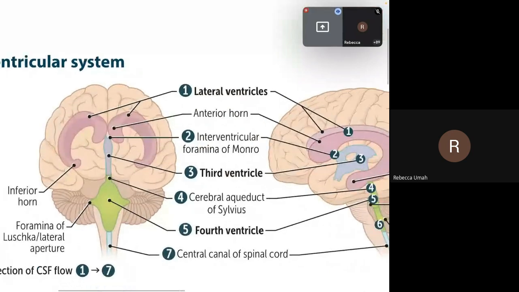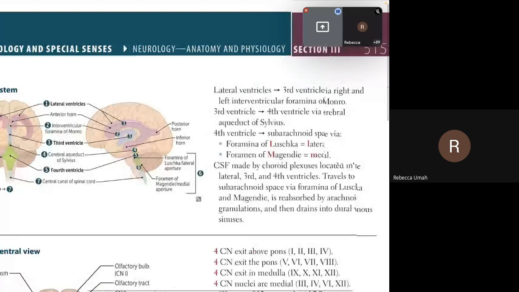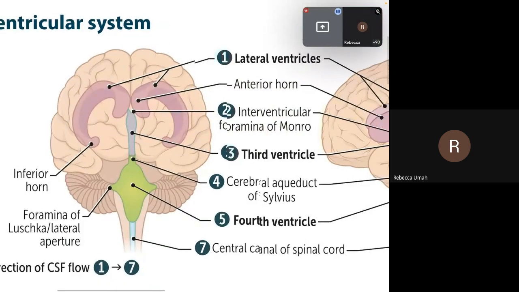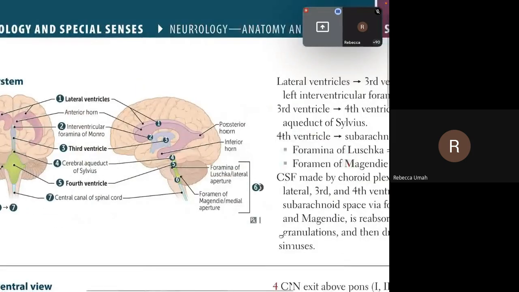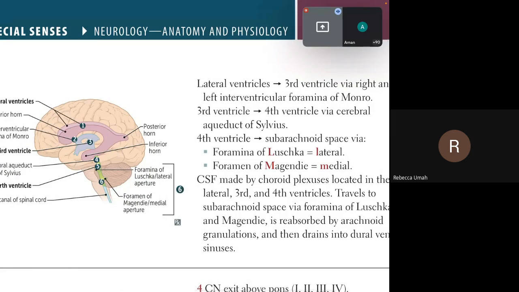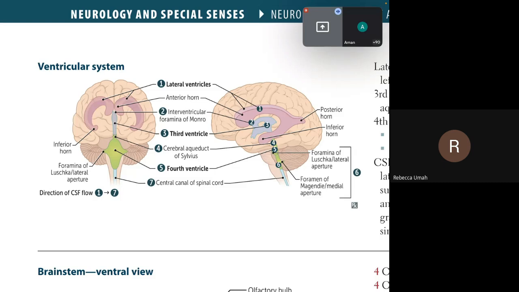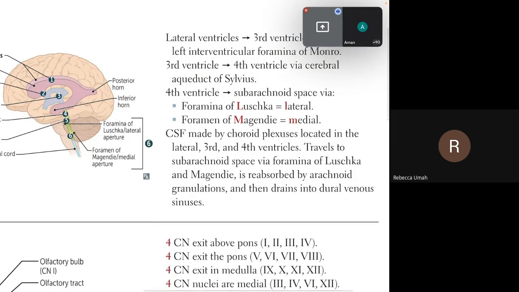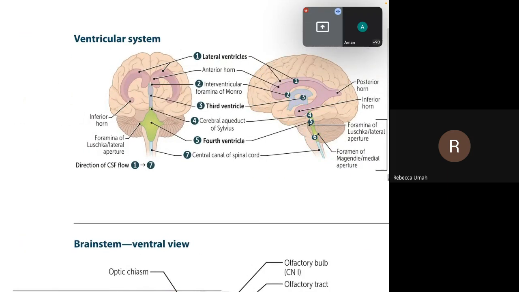Lateral ventricles are going to be joining with the third ventricle via foramen of Monro, right? So this is your third ventricle. Then we have the cerebral aqueduct, also called the aqueduct of Sylvius, which is going to be joining your fourth ventricle. The fourth ventricle is going to drain into the subarachnoid space via foramen of Luschka laterally and Magendie medially, right?